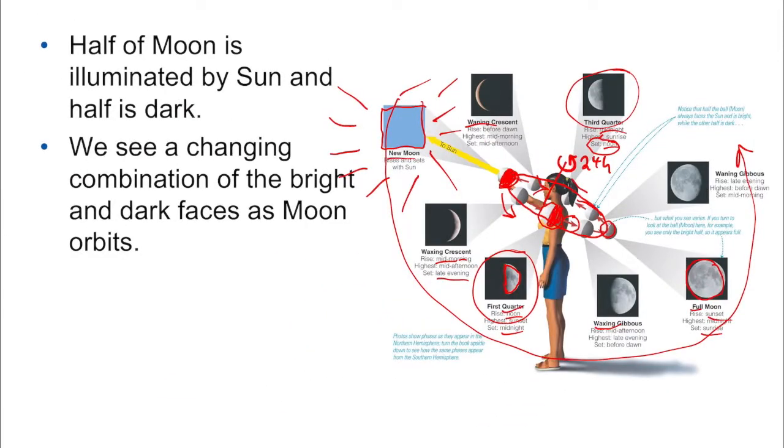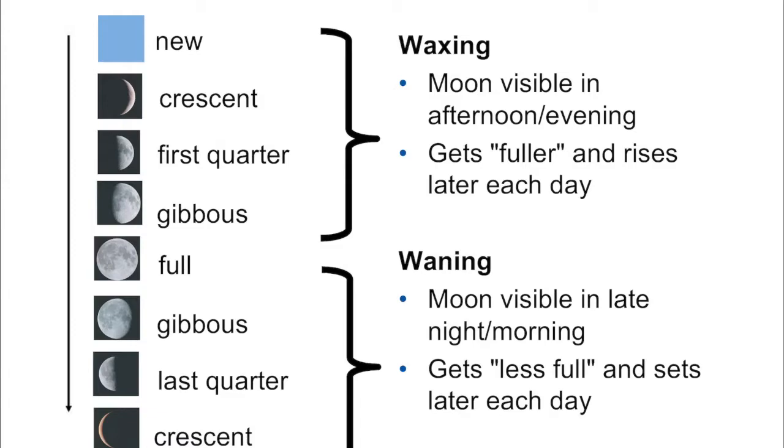So half of the moon is illuminated by the sun, and half is dark at any given point. We can sometimes see that illuminated half, sometimes we can't. Sometimes we can see some of the illuminated half. All right, so let's continue on, because there's more details to reveal here.